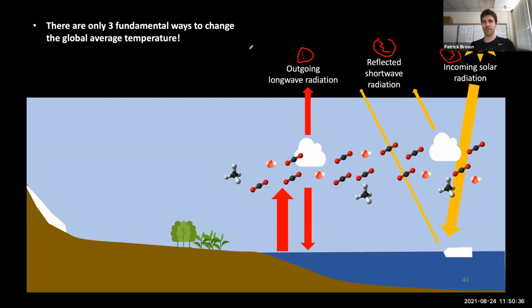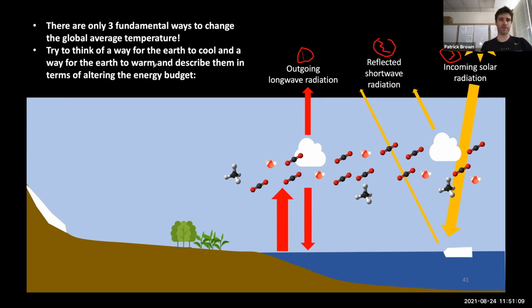Any climate change that we're talking about contemporarily, or a geoengineering solution to climate change or something like that, all would have to come through one of these 3 ways. So anything that you can think of that's changed the climate has to be doing something to one of these components of the energy budget. A useful exercise is to try to think of ways to cool the Earth or warm the Earth in terms of these energy budget components.